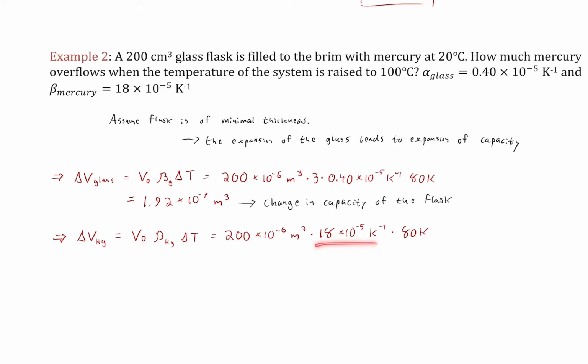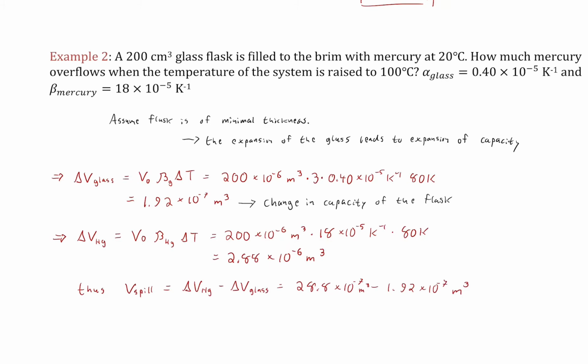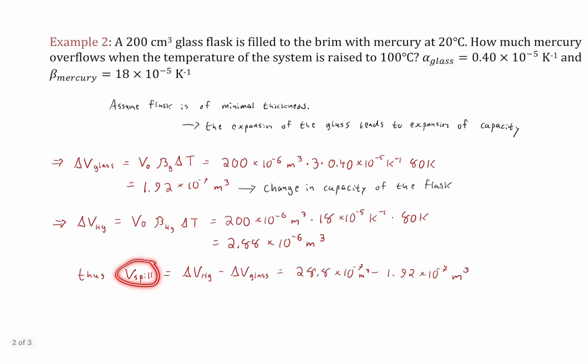Here is our coefficient of thermal expansion. All right, and there's our temperature change. Okay, so there we have our change in volume of the mercury. Definitely bigger, right? 2.88, same order of magnitude as opposed to 1.92. All right, so then we just take the difference because how much spills is just equal to the change in volume of the mercury minus the change in volume of the glass, right? Because the glass can't catch up with the expanding mercury. So then we just take one minus the other, and there we go.